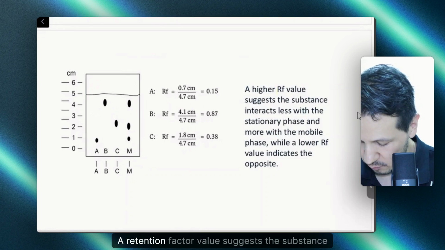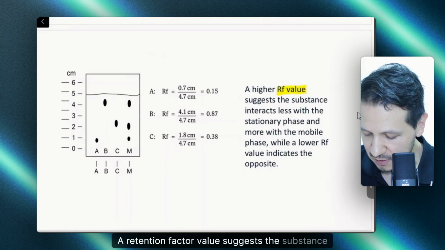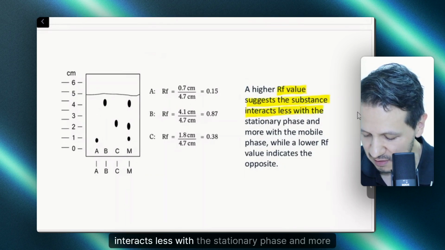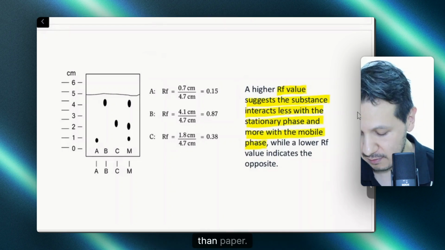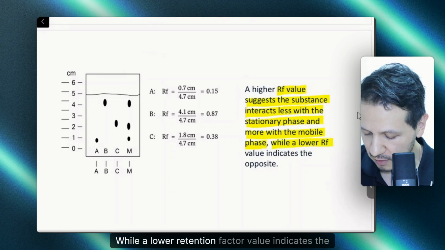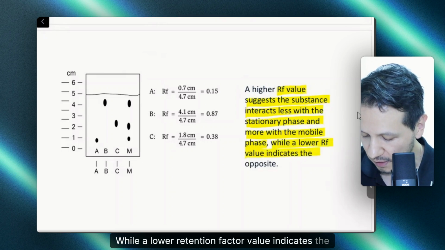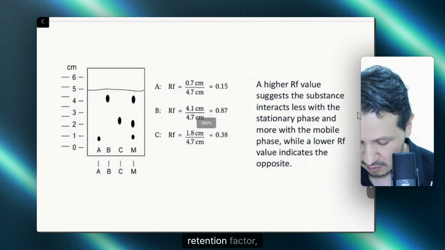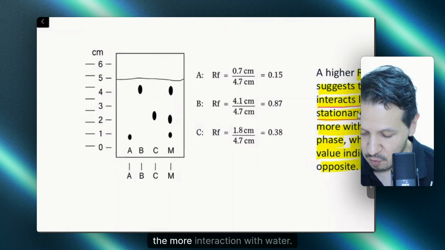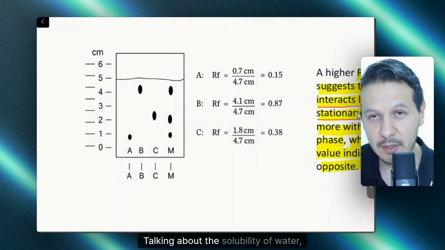So depending on this Rf, we will see what is the relationship between the solvent and the solute. Here, a high retention factor value suggests the substance interacts less with the stationary phase and more with the mobile phase. It will interact more with water than paper, while a lower retention factor value indicates the opposite. So this is the indication of the retention value. The more interaction with water, the higher the retention factor, talking about the solubility in water.